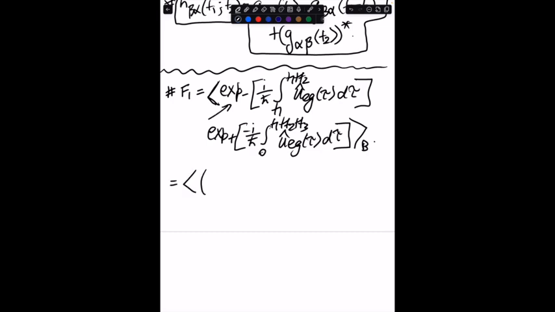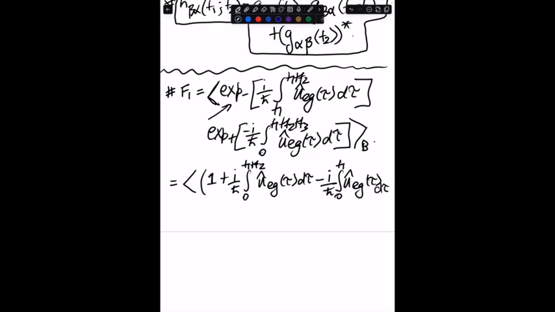So what I will get is 1 plus i upon h bar. Now I'm going to use property number 1 of the integrals, where I can write this as the integral from 0 to t1 plus t2 of U_I(τ) dτ minus i upon h bar the integral from 0 to t1 of U_I(τ) dτ. I hope this is clear.